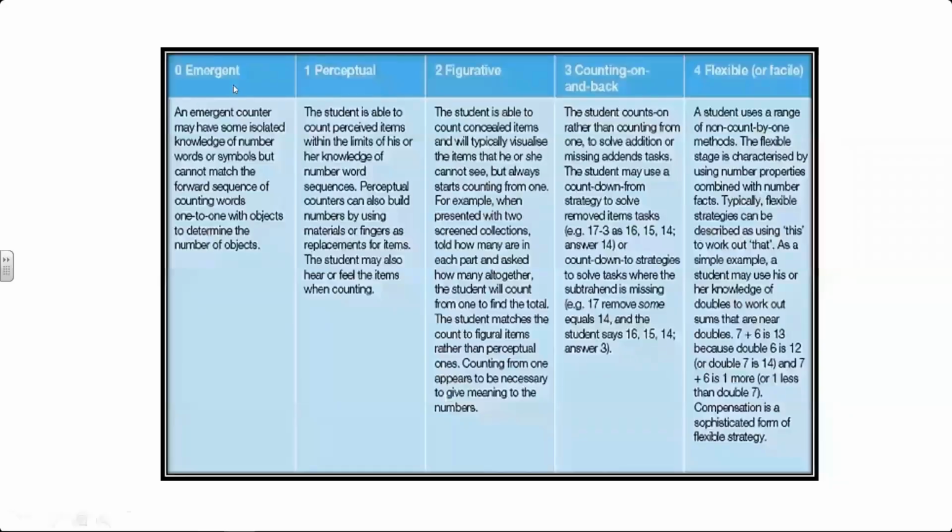And this just shows the levels that will be within your class. Emergent's really rare. Even kindergartners with no exposure, it's very hard for them to be emergent, but it's still possible. But you could have emergent in kindergarten normally, and then in 1st and 2nd grade, it's all perceptual, figurative, counting on, counting back, and flexible.